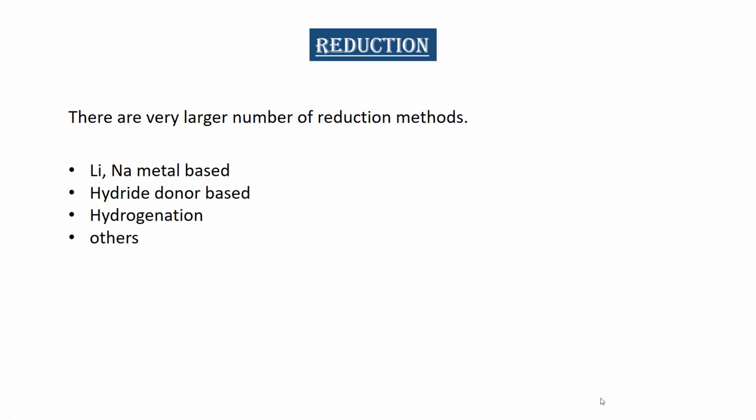In the last few classes I was discussing, initially I started with oxidation, then after finishing that we focused on reduction. In the last two classes we already discussed this lithium and sodium metal based reduction. Then in the last class we discussed hydride donor based reduction. Today we will discuss how we can perform the reduction by using hydride donors in an asymmetric or stereoselective way. Then we will focus on hydrogen atom donor reduction.